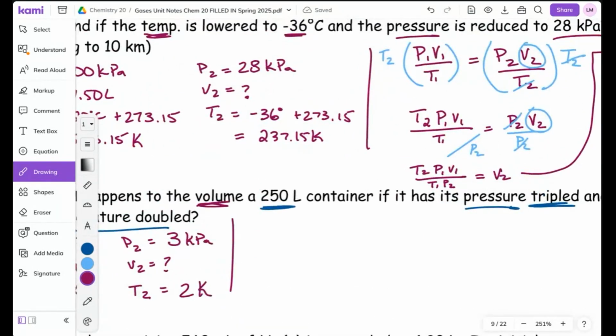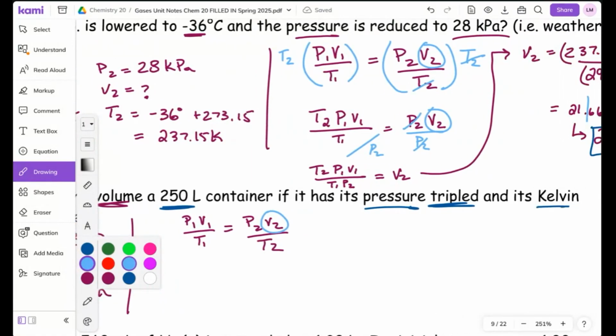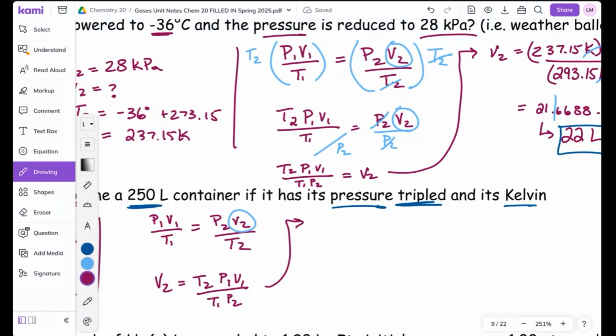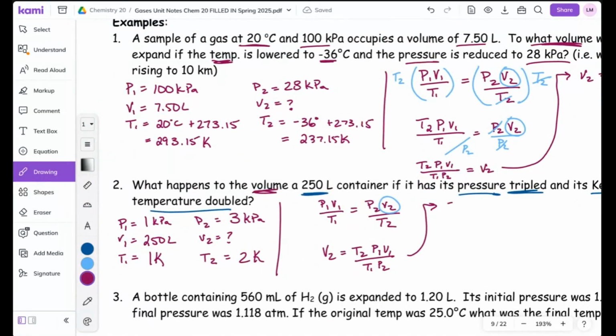So now I'm going to write out my formula. And then we're isolating for V2. Now, since I've already shown you guys how to isolate for V2, I'm just going to skip straight to this step. So V2 is equal to T2 P1 V1 divided by T1 P2. All right, so let's plug in our numbers here. So T2, that was 2 Kelvin.